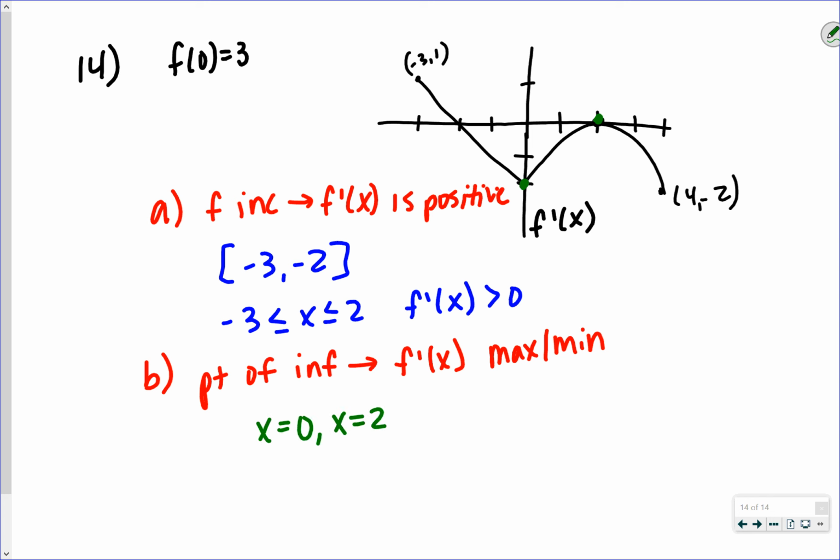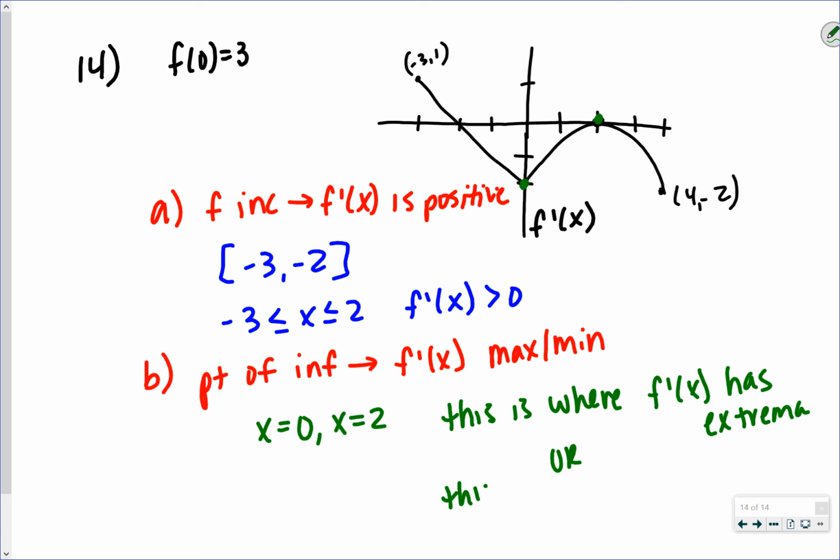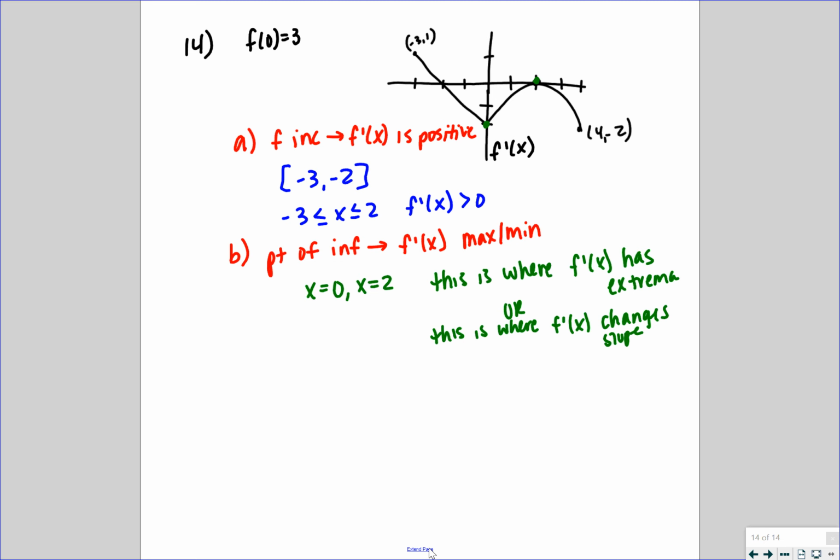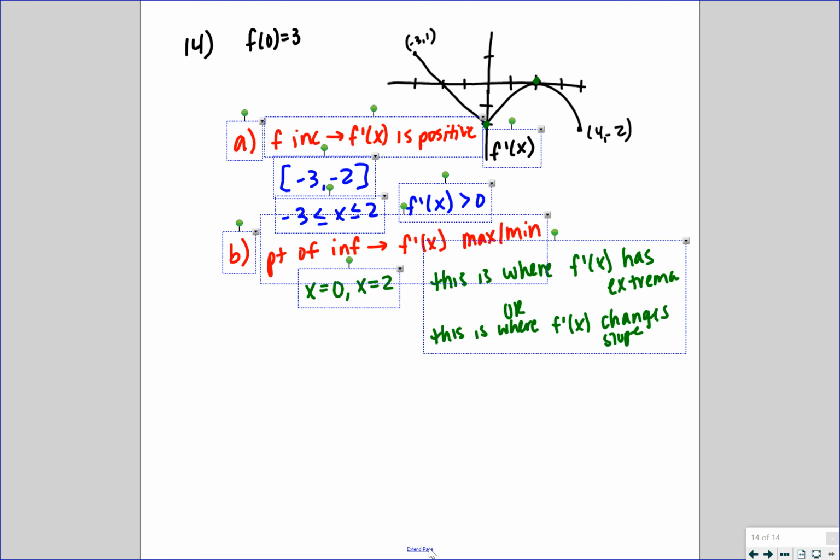This is where you can see a few different things. This is where f prime of x has extrema. You could say something like, this is where f prime of x changes slope. That also would be considered where you change from increase to decrease, anything like that, like f prime changes from increasing to decreasing. So that is where your points of inflection take place.